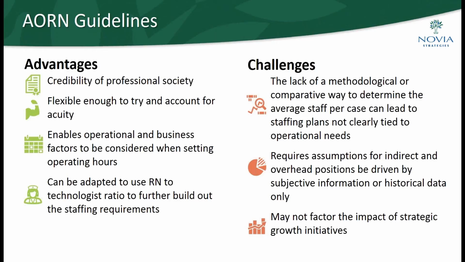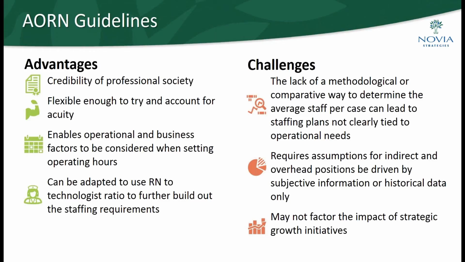The AORN guidelines can be adapted to use RN to tech ratio to further build out the staffing requirements. The challenges related to the AORN guidelines: the way that you would determine the average staff per case is more of a subjective approach versus a severely scientific approach. And there's ways around that if you can have visibility into what cases require additional staff and have that supported by another professional society that would help address that challenge.